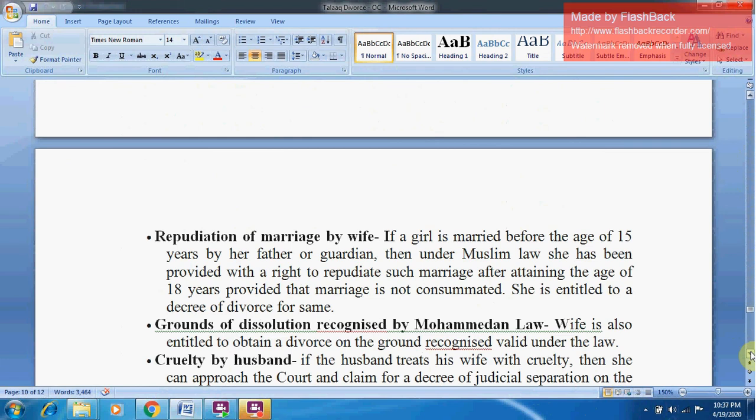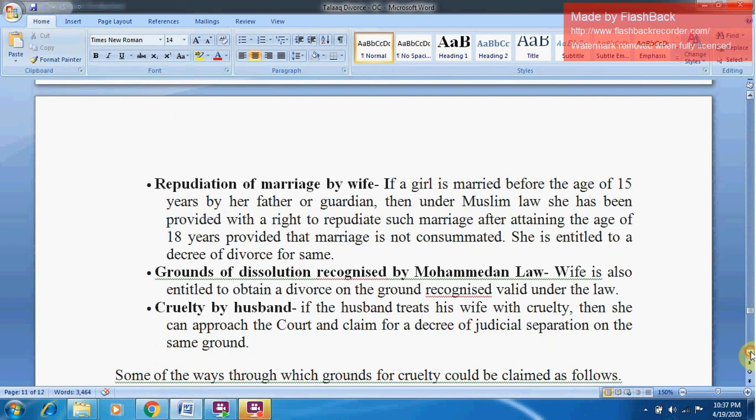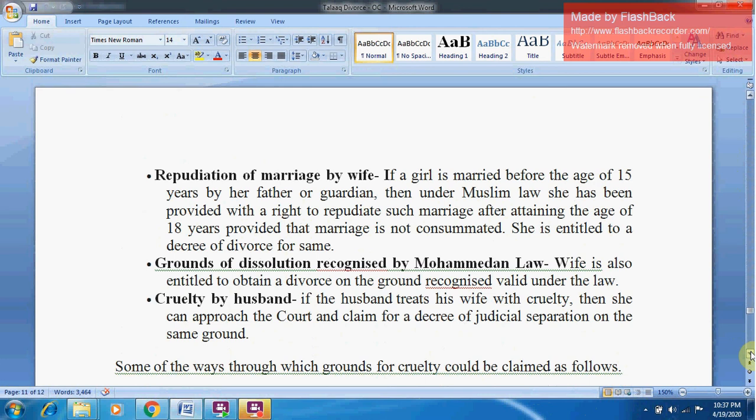If a girl is married before the age of 15 years by her father or guardian, then under the Muslim law, she has been provided with the right to repudiate such marriage after attaining the age of 18 years, provided that the marriage is not consummated. She is entitled to a decree of divorce for the same. And grounds for dissolution are recognized under Muhammadan law.